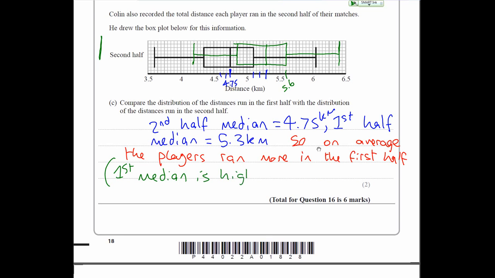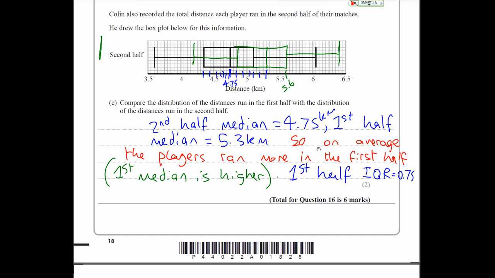Second thing we need to compare is how spread out they are. We already got the interquartile range before. I think we got 0.75, unless I've got a terrible memory. So first half IQR equals 0.75. Okay, so we want the IQR for the second one. So we can actually count this: 0.1, 0.2, 0.3, 0.4, 0.5, 0.6, 0.7, 0.75. Look at that. Okay, that's very cool.